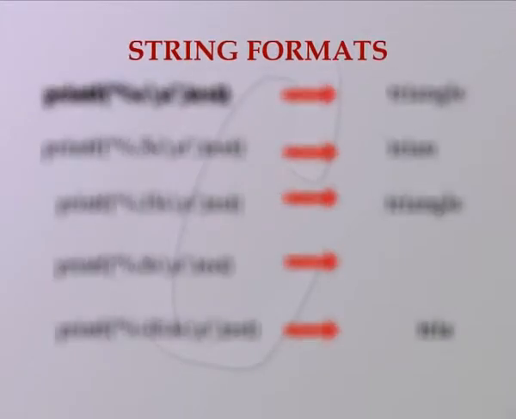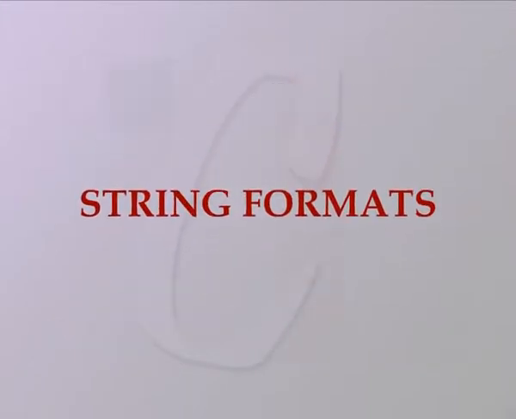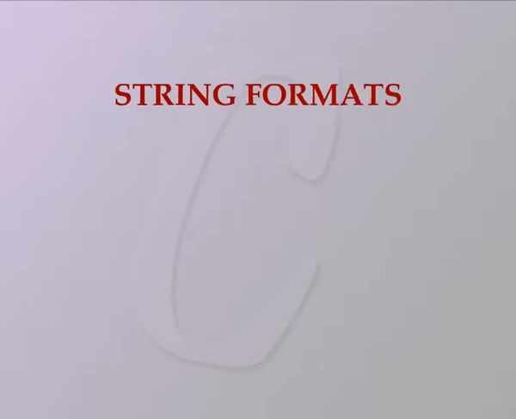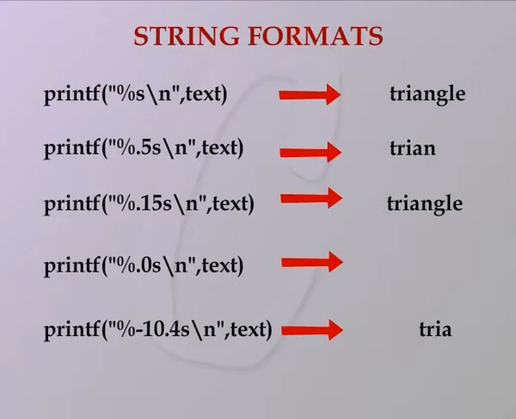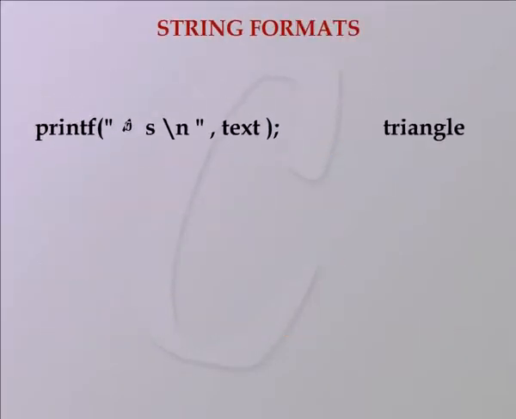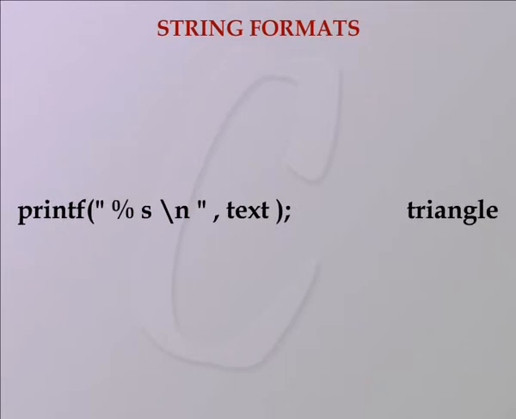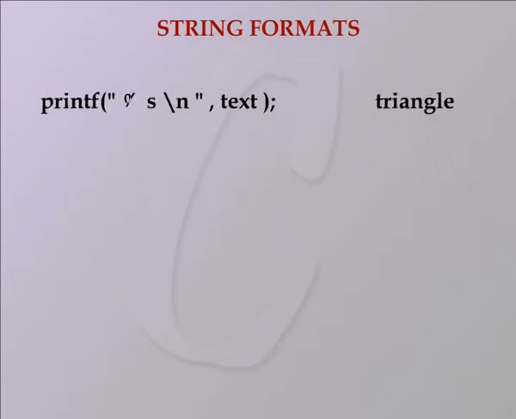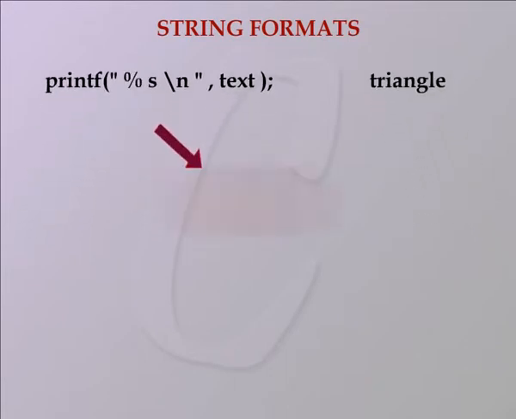So these are the different formats that are available for strings. That is, using the printf statement, I am printing %s, which is the format specifier for a string, and text. Now this text is nothing but triangle. So this is the general format, printf %s and text, it will print the string.